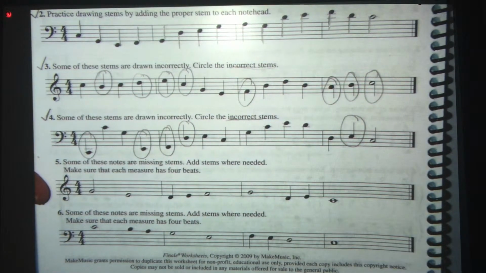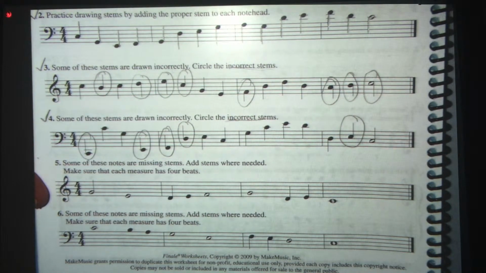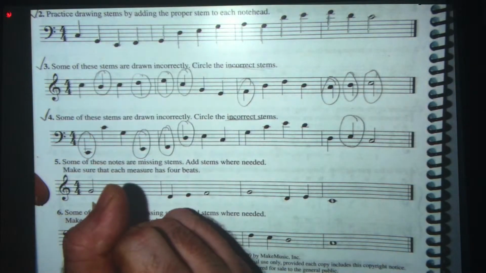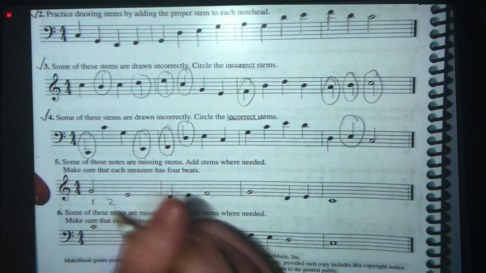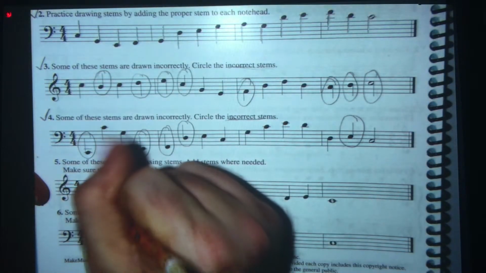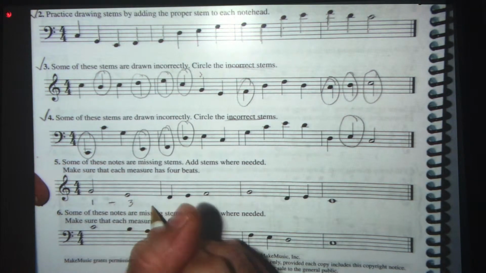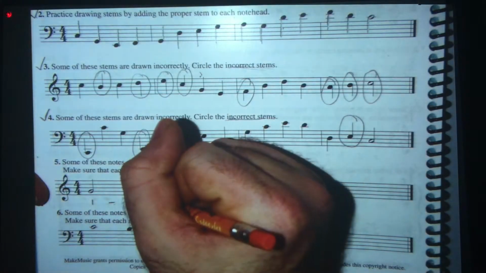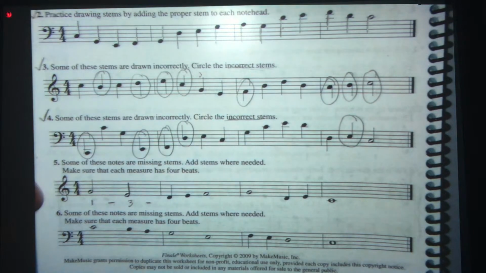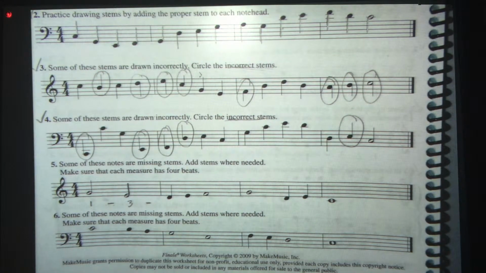Number 5. Some of these notes are missing stems. Add stems where needed. Make sure that each measure has 4 beats. So we're basically going to complete the measure. The way we're going to have to do that is write your numbers first. We know this is going to be 1, 2. So we need something that will be 3-4. Maybe a half rest. Make sure your stem goes up and to the right because it's on the second space or below.